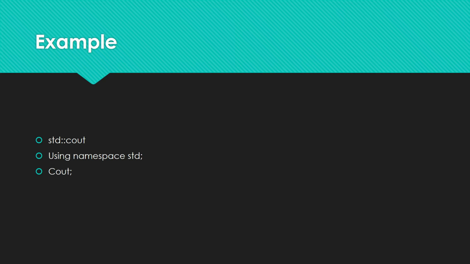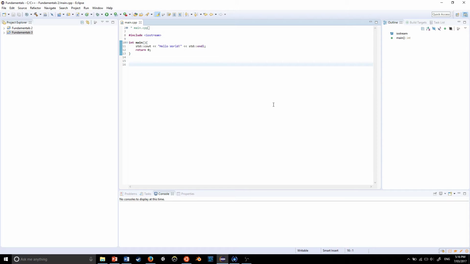Let's look at a quick example of this. We're now on Eclipse and we're looking at the program that we made last time, and you'll see that again we have a namespace here. We have the std::cout function. What that means is that the cout function is actually part of this std namespace. Same with the end line character that we used.